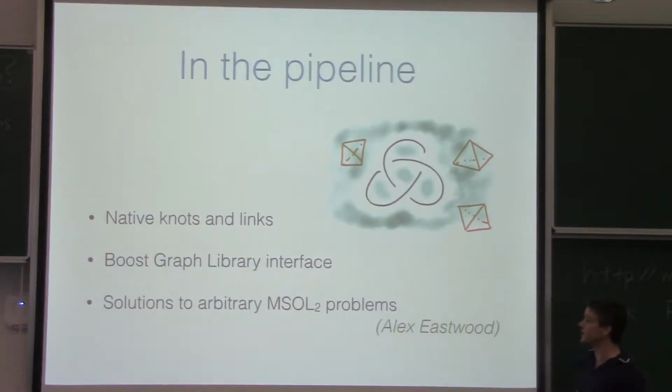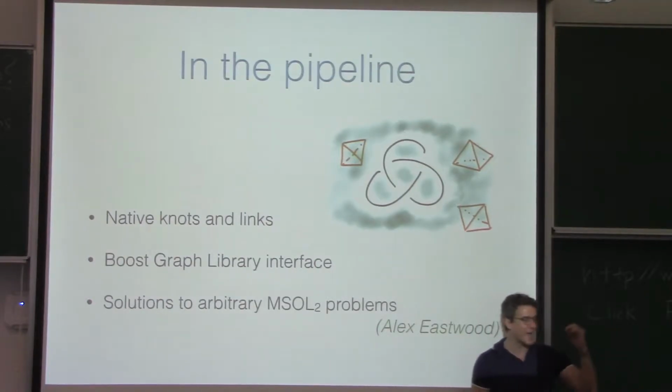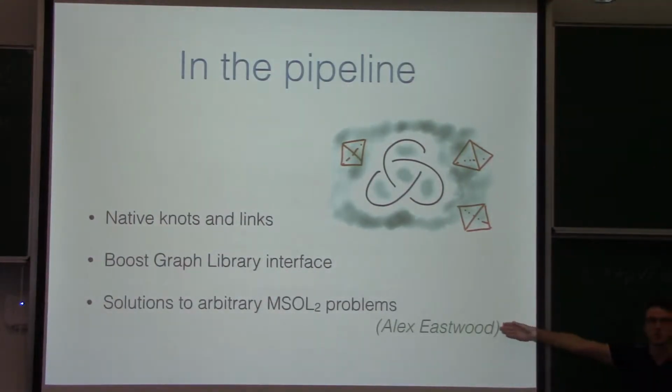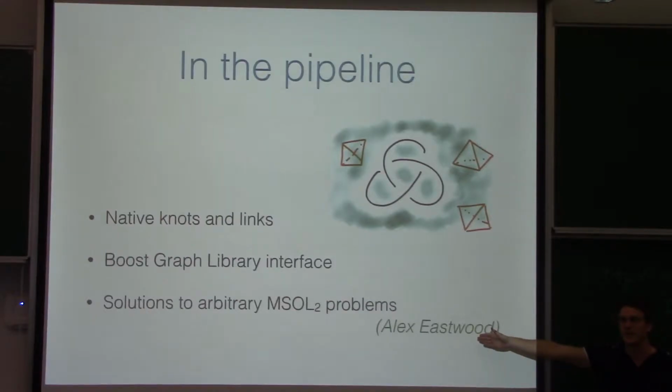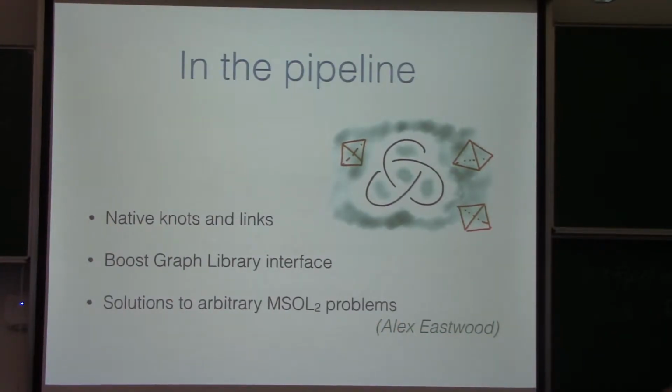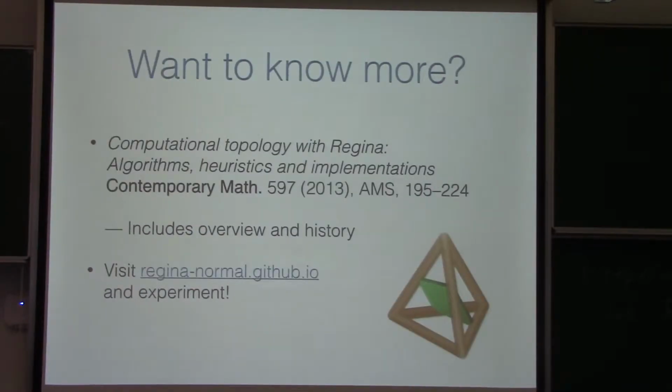I have a student, Alex Eastwood, who is working on code where you can give the machine a description of a problem in monadic second-order logic on a triangulation, and it will solve your problem reasonably quickly. And when I say reasonably quickly, there's an asterisk, which we can talk about over coffee. But somehow it's not, here's an algorithm, please run it, it's here's a problem, please solve it. So this is quite fun. It's based on this magic called Courcelle's theorem, which comes from graph theory. But anyway, if you want to know some more, there's a website, there's a paper that's getting a bit dated now, but it tells you the history of Regina.